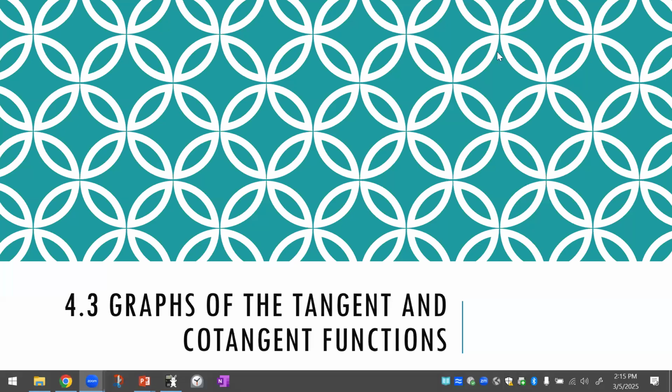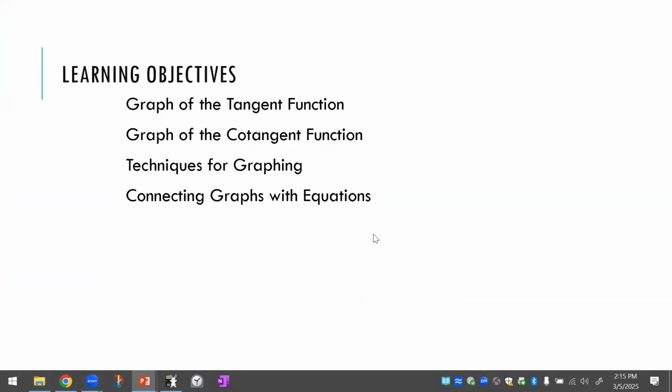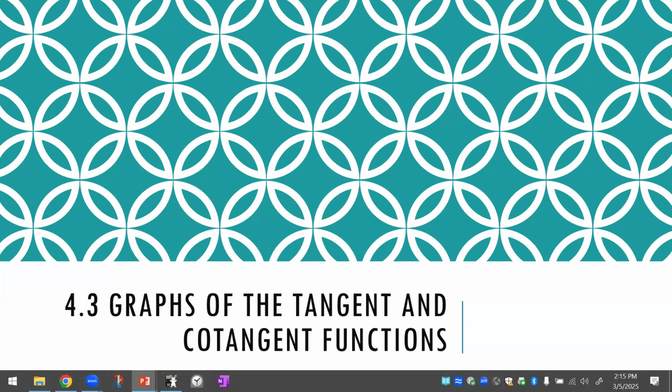All right, so we're on 4.3, graphs of tangent and cotangent functions. This is a quick video, well, notes and video, because for some reason, somehow, I lost my original 4.3 notes. So we're rolling with the ones that I made this morning, okay? So graphs of tangent and cotangent functions.